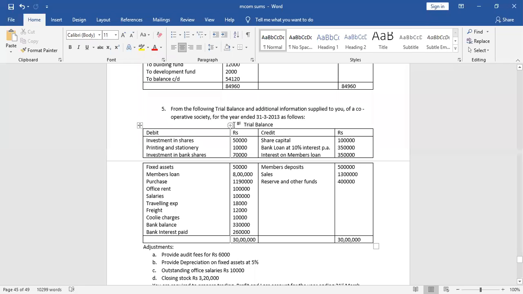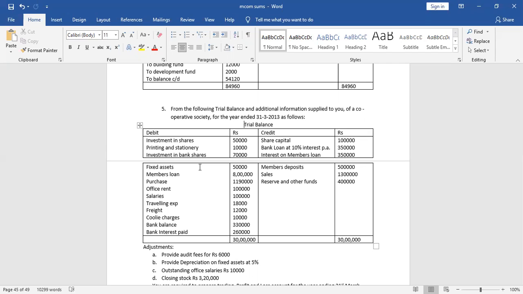From the following trial balance and additional information supplied of a cooperative society for the year ended 31/3/2013 is as follows. Trial balance is there. Investment in shares is investment. Printing and stationery is P&L account. Investment in bank shares is investment. Fixed asset में आएगा. Members are the debtors. Members loan debtors में आएगा.